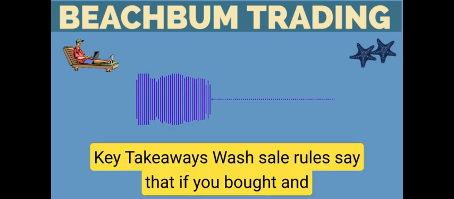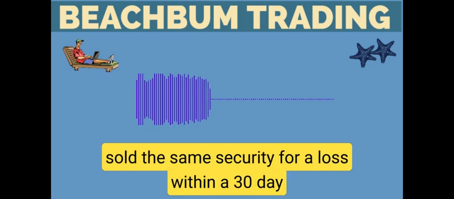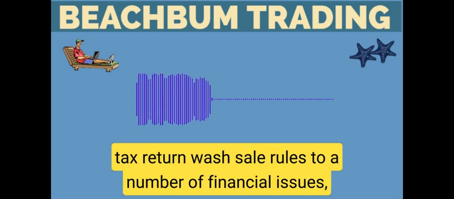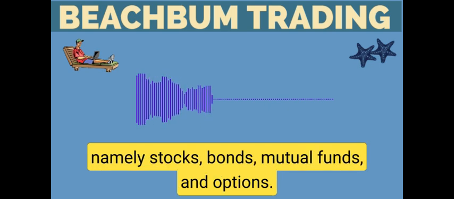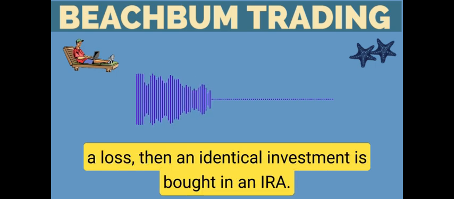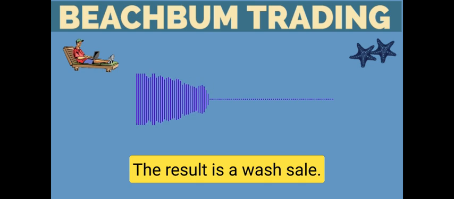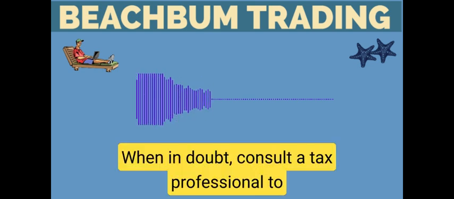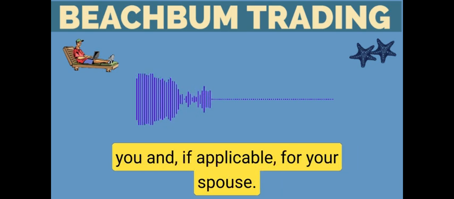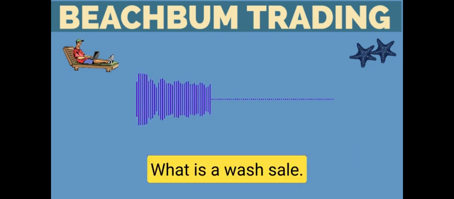Key takeaways. Wash sale rules say that if you bought and sold the same security for a loss within a 30-day period, you can't use the loss to offset gains on your tax return. Wash sale rules apply to a number of financial issues, namely, stocks, bonds, mutual funds, and options. If a security is sold in a non-retirement account at a loss, then an identical investment is bought in an IRA, the result is a wash sale. When in doubt, consult a tax professional to ensure all tax strategies are being maximized for you and, if applicable, for your spouse.